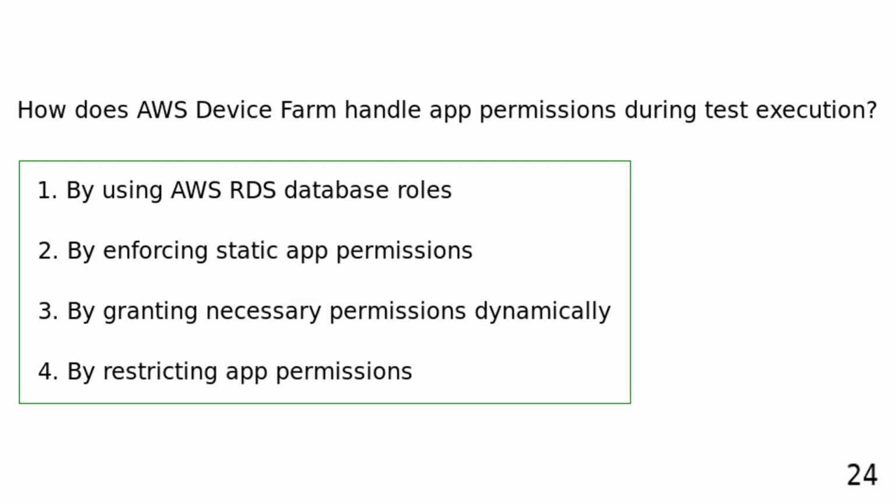How does AWS Device Farm handle app permissions during test execution? By using AWS RDS database roles. By enforcing static app permissions. By granting necessary permissions dynamically. By restricting app permissions.